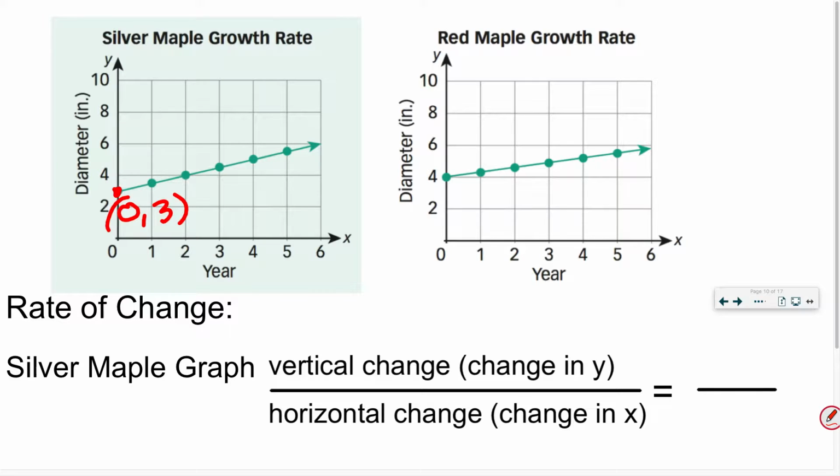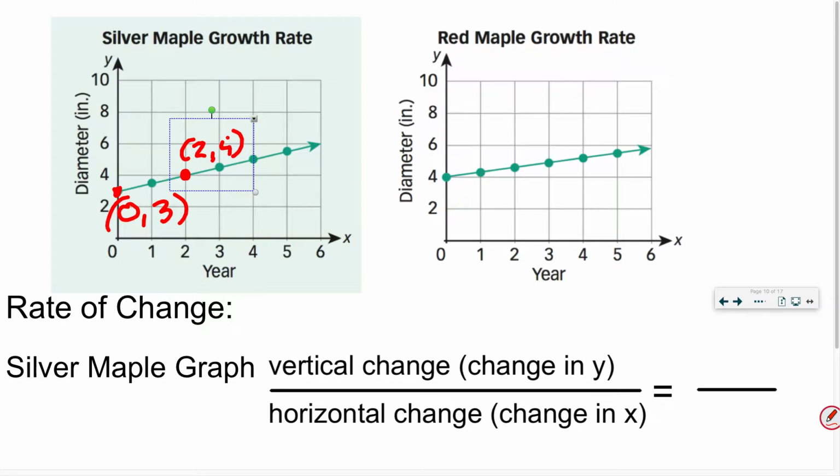Which other point do you want to use? What is another idea for another point we can use that we can easily see how we're moving up and how we're moving over? Giselle. 2 and 4.